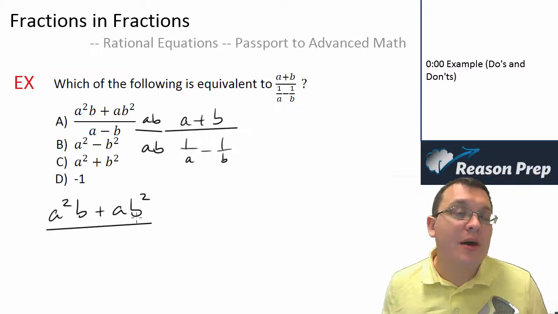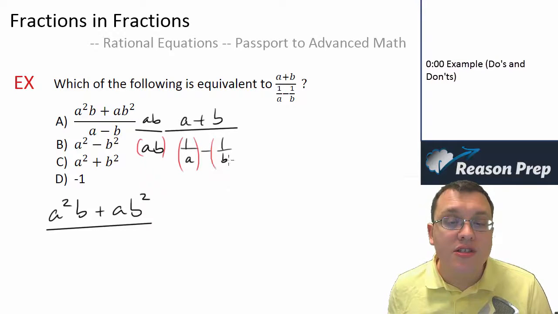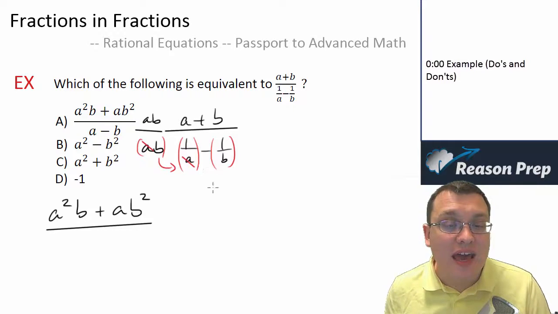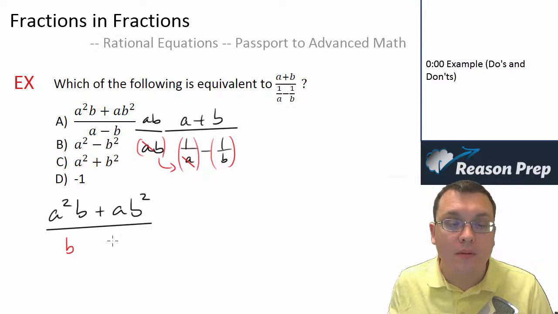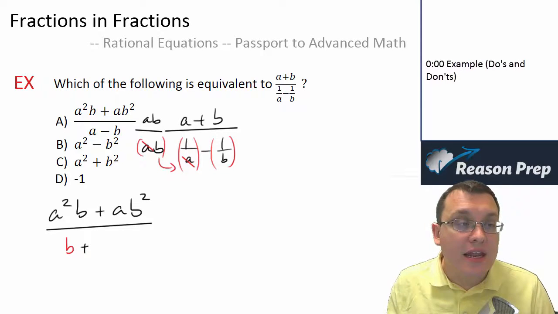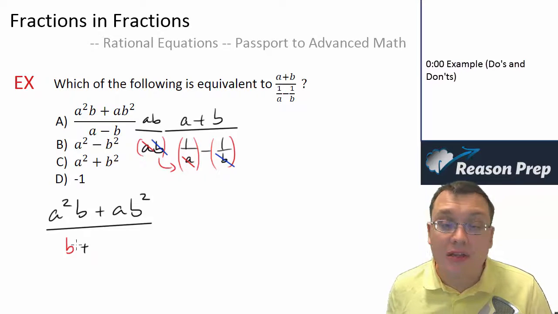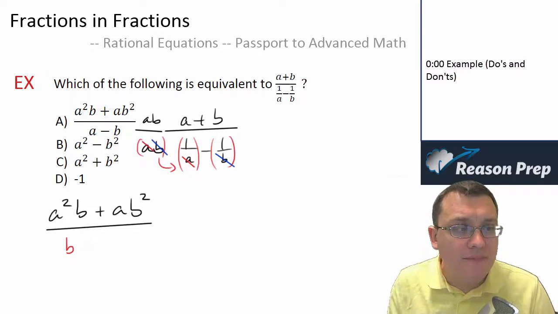Now what happens on the bottom? This is where the magic happens. When I multiply both of these terms by ab, I'm going to get some cancellations. This a and this a are going to cancel, and I'm just going to be left with b. And then when I multiply ab times 1 over b, the b's are going to cancel, and I'm just going to be left with a. So I'm going to get b minus a.